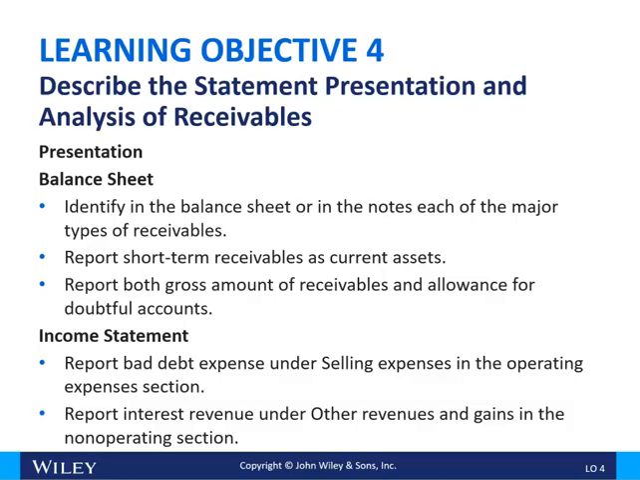On the income statement, we report bad debt expense under selling expenses in the operating expense section, and we report interest revenue in our other revenues and gains in the non-operating section. Okay, so bad debt goes into the operating expense section, interest revenue goes under other revenues and gains in the non-operating section.